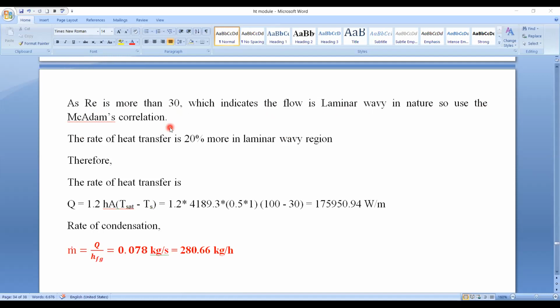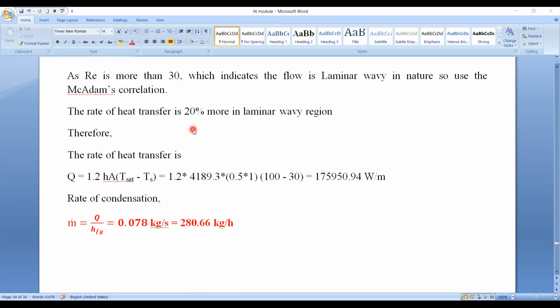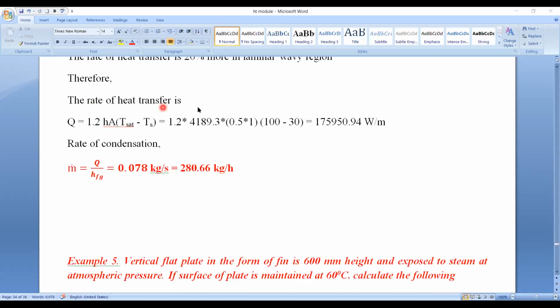So if we multiply the rate of heat transfer q with 1.2, then it is nothing but the McAdams correlation. That is the McAdams approach or McAdams assumption. Fine. So the rate of heat transfer is 20% more in the laminar wavy region. Therefore, just multiply the rate of heat transfer with 1.2 here.